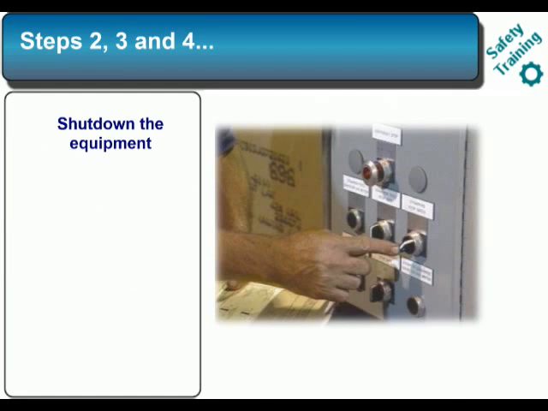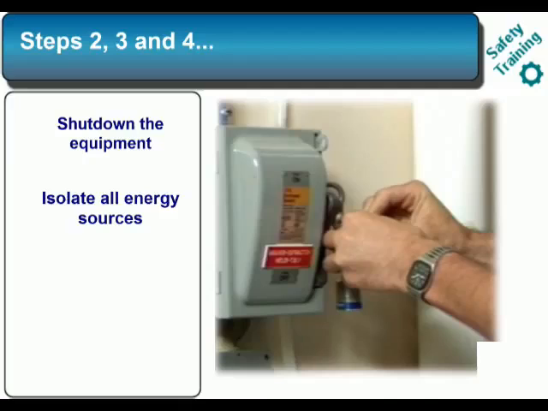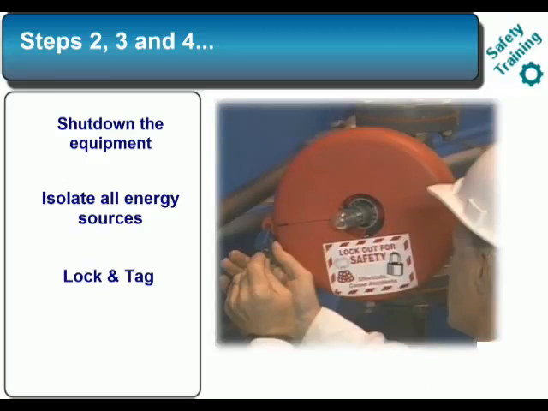Shutting down the equipment is the next step. Just use the normal shutdown procedure. The next step is to isolate all energy sources by shutting down control and isolation valves, opening breakers and disconnects, and blocking and bleeding all fluid lines. Step 4 involves placing your locks and tags on all necessary breakers, controllers and disconnects, valves, blank flanges, and pipe plugs that are used to isolate the equipment from external energy sources.